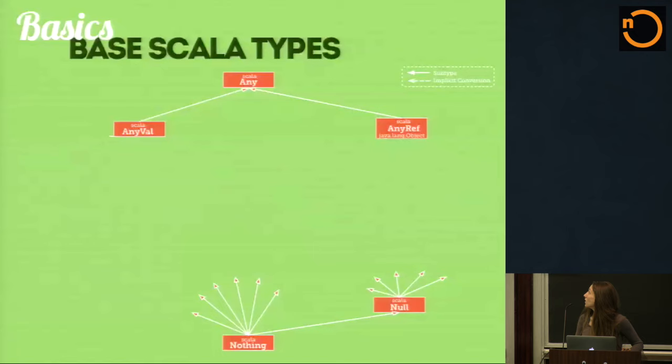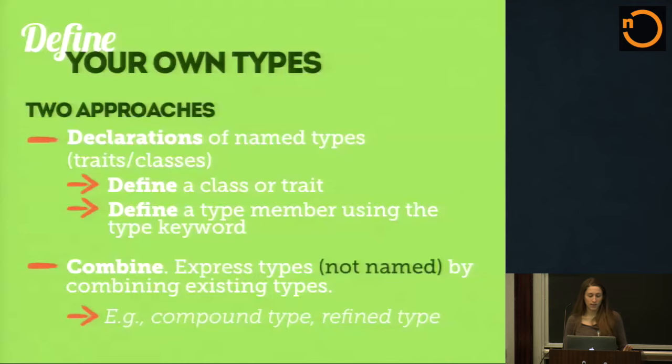Then you can make your own types. How do you do that? Well, you declare a trait, through class declarations or trait declarations, or you can create a type by defining one using this type keyword that you might have seen and make a type member. Those are the two main ways to sort of conjure up types from nowhere.